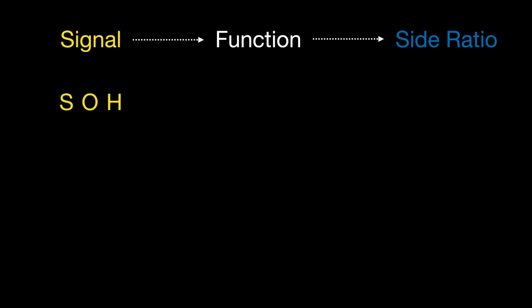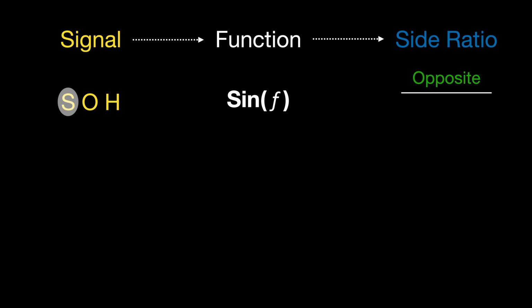So the signal SOH: the S on the front tells you you're going to use the sine function, so the sine of the angle, which is going to lead to the side ratio. And for sine, the side ratio is the opposite side over the hypotenuse side.